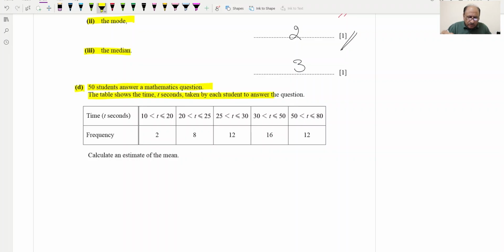Now part D says 50 students answer a mathematics question. The table shows the time t seconds taken by each student to answer the question. We have to estimate the mean value.